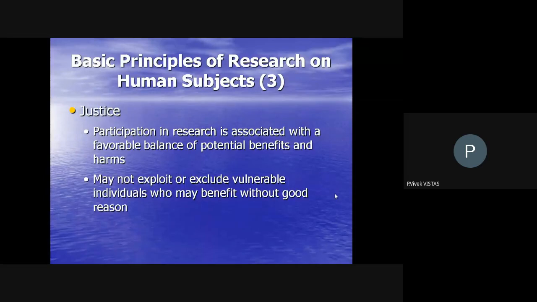Next is justice. It may not exploit or exclude vulnerable individuals who may benefit without good reason. அதாவது இது பண்ணா எனக்கு ஒரு பயனே இருக்காது, ஆனா அவங்க கிட்ட நம்ம அந்த ட்ரையல்ஸ் எல்லாம் பண்ண முடியாது. ஓகேவா? That is the thing they are telling. ஒரு நல்ல ரீசன் இல்லாம அவங்கள வந்து நம்ம we can't go for human trial, we can't use them as a human subject. அந்த பர்டிகுலர் ஸ்டடி வந்து அவங்களுக்கு அது பெனிஃபிட்டா இருக்கணும், யூஸ்ஃபுல்லா இருக்கணும். அத மாதிரி இருக்கிற பீப்புள்ஸ் கிட்ட தான் we need to go for human subject, we need to select them as human subjects.